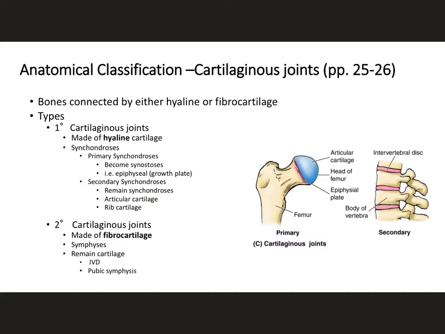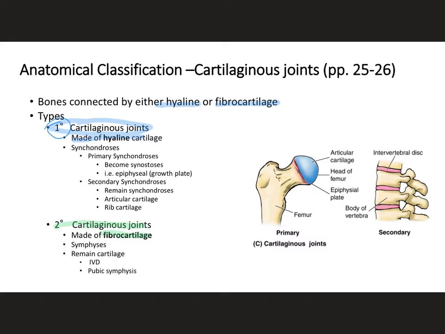Second anatomical classification are cartilaginous joints. Cartilaginous joints are going to be held together either with hyaline cartilage or fibrocartilage. If it's hyaline cartilage, we call it a primary cartilaginous joint. This symbol here means primary. If it's fibrocartilage, it's a secondary cartilaginous joint.